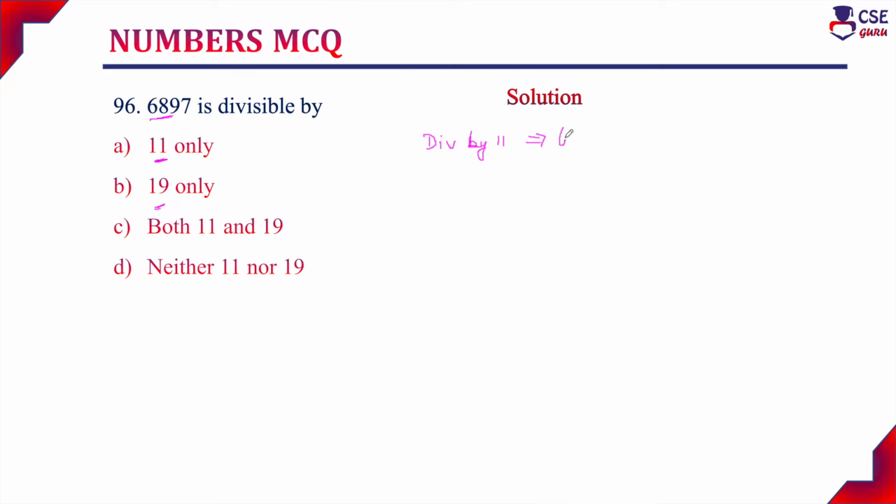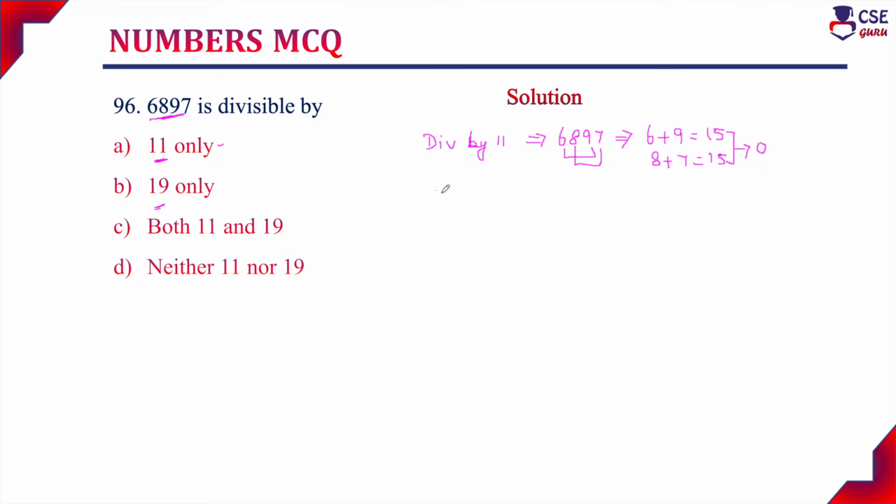So 6897, if you are checking, the sum of odd numbers is 6 plus 9. That is 15. And the sum of even numbers is 8 plus 7. So that is also 15. And if you are checking the difference between the sum of odd numbers and the sum of even numbers, the difference is 0. So this given number is divisible by 11.